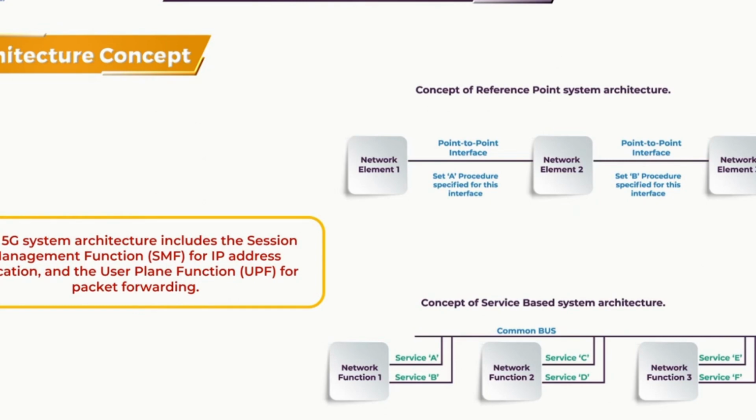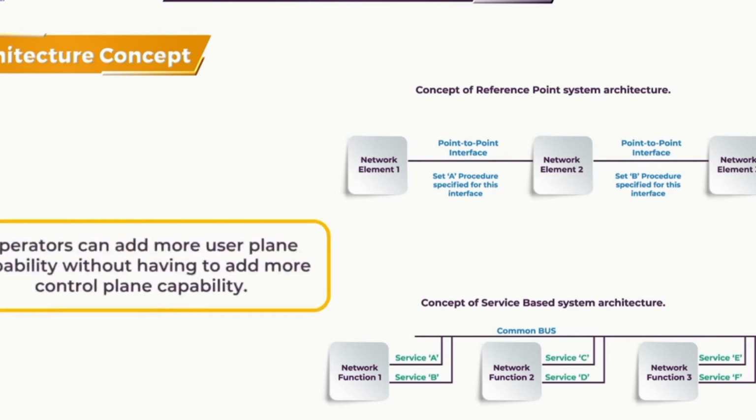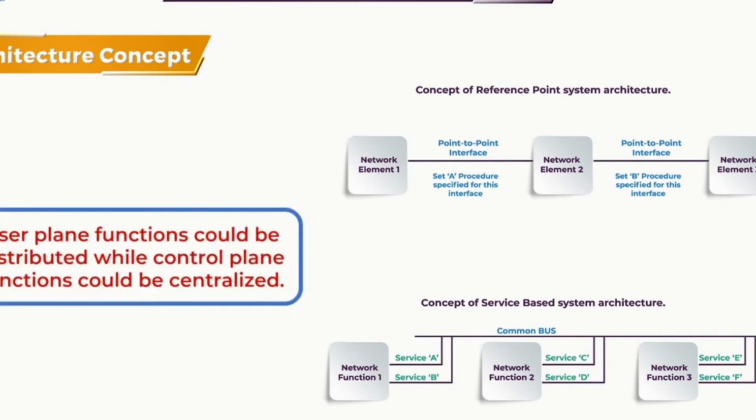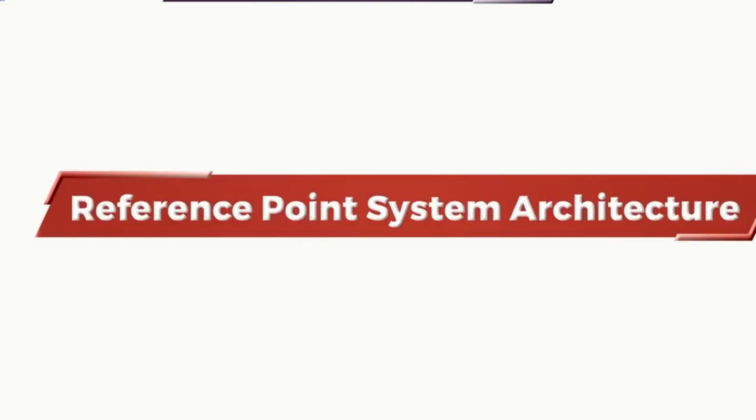User plane and control plane separation allows independent scaling of the two functions. For example, operators can add more user plane capability without having to add more control plane capability. It also allows different deployment strategies to be adopted for the user plane and control plane. For example, user plane functions could be distributed while control plane functions could be centralized. Distributing the user plane functions helps to keep them located geographically close to the access network and so helps to minimize latency. Our next topic is reference point system architecture.